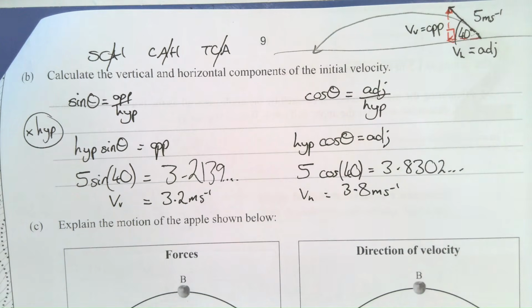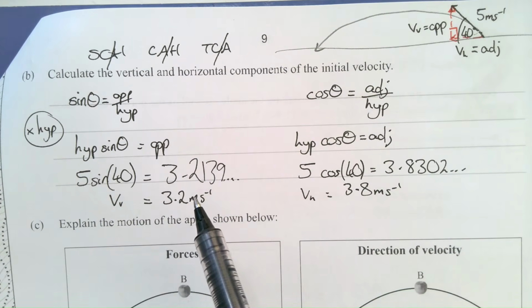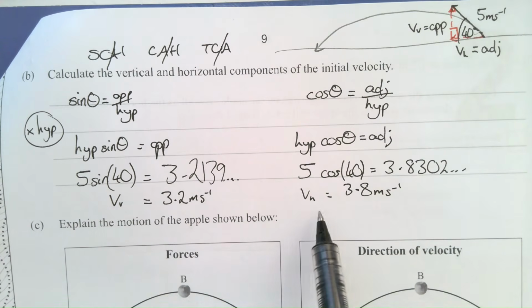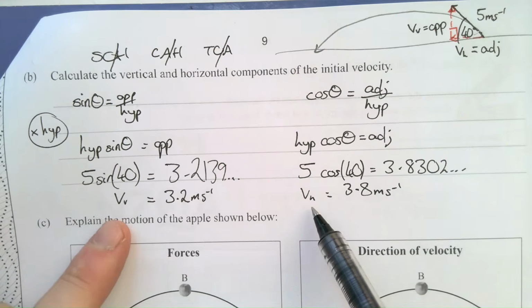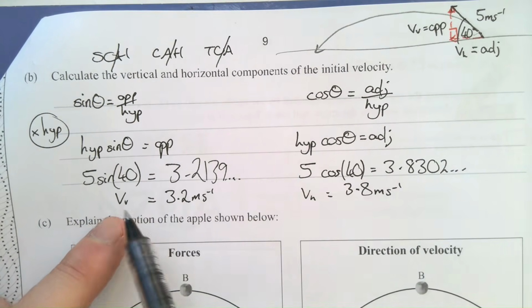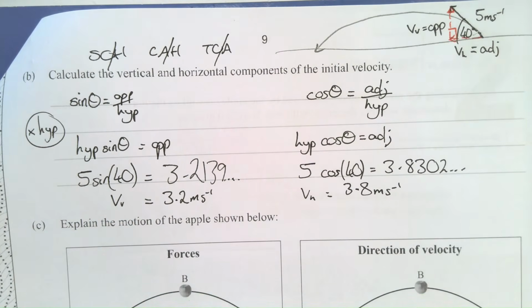If you found either of these answers and you didn't necessarily specify whether it's horizontal or vertical, it's achieved. If you calculated both and didn't say which one was which, that was also only achieved. So just make sure you're really clear writing what your answer is actually equal to.